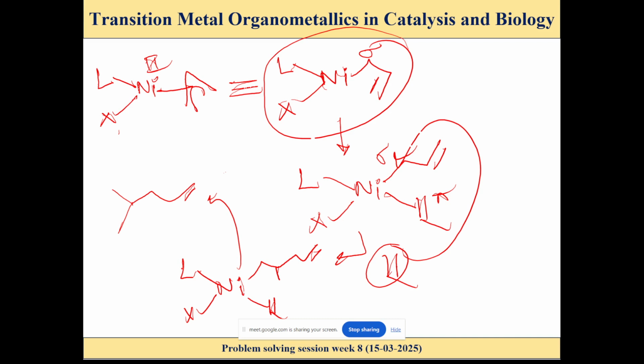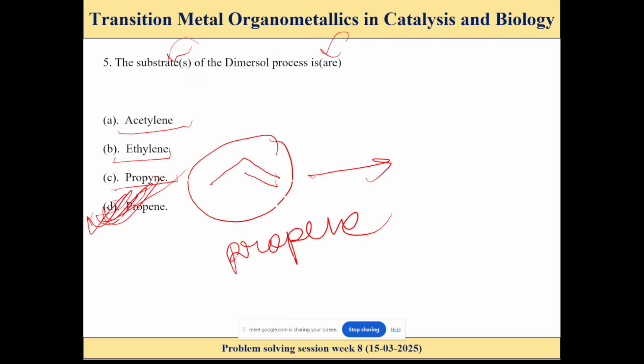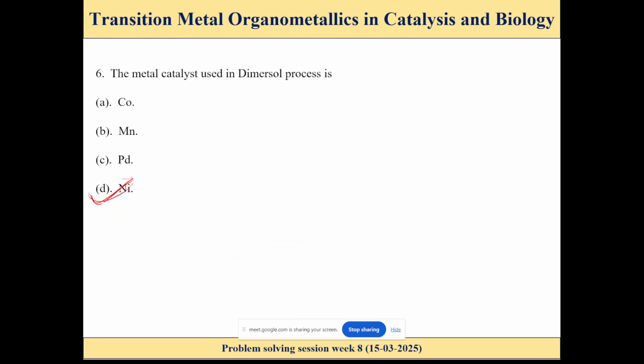This is also to be taken note of. This is only because in nickel, this second attack, that is the attack of the second ethylene molecule, happens because nickel favors the four coordination number, square planar, which favors this attack in subsequent steps. Okay. So propene will be the correct answer. The next is: the nickel catalyst will be the correct answer.